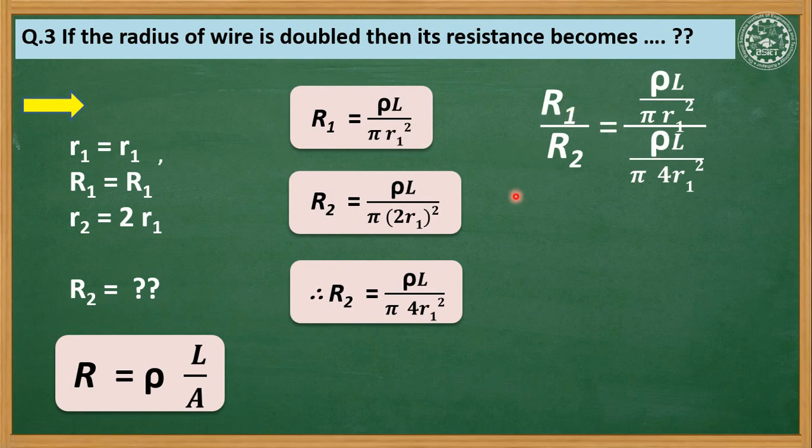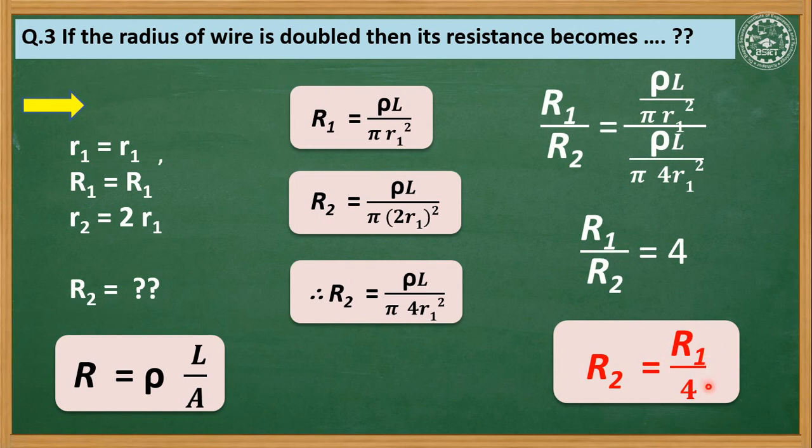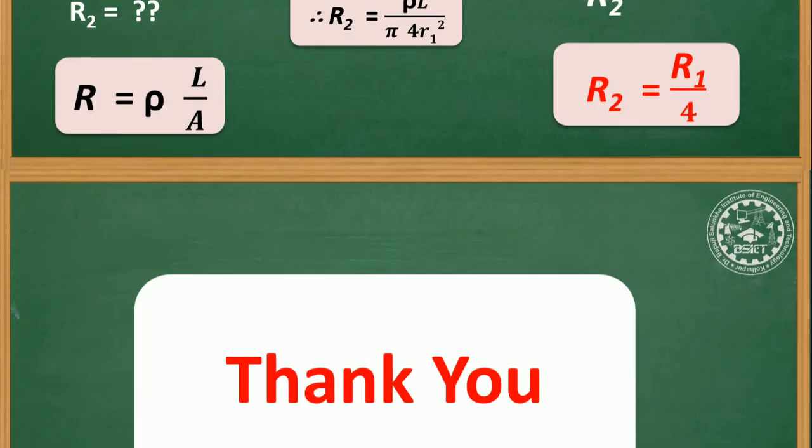R2, then it comes out that R1 upon R2 is equal to 4. Therefore R2 is equal to R1 upon 4. The value of resistance becomes one fourth of R1, means the value of resistance is R1 upon 4. So these are simple examples which will be asked in an examination for maximum 2 marks. Thank you.